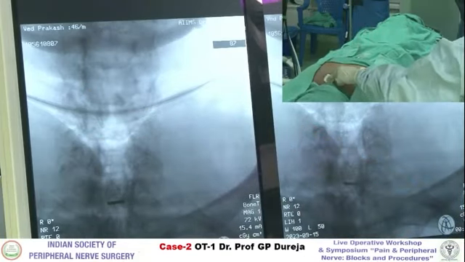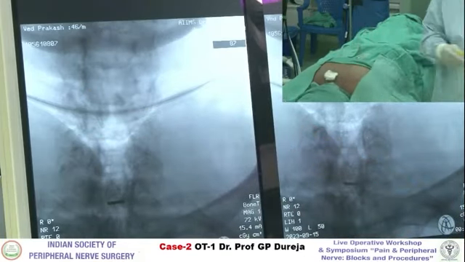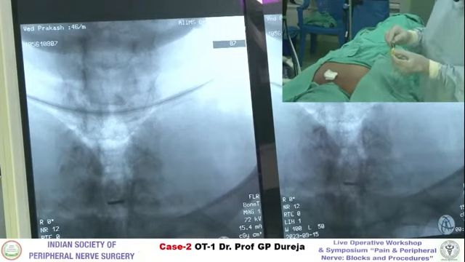And any time have you felt any epidural cord compression in such cases? Not really. Any time in your life? No, not at all.